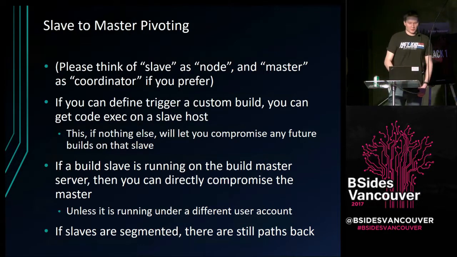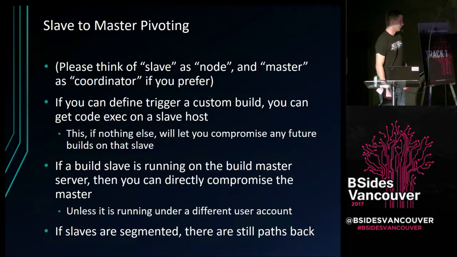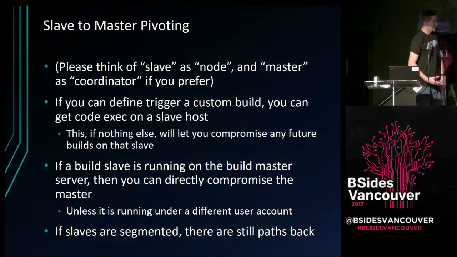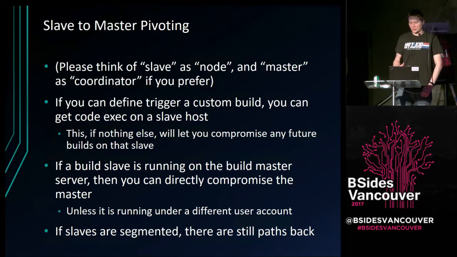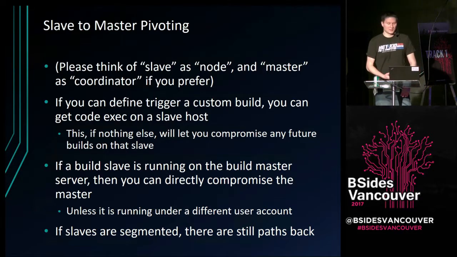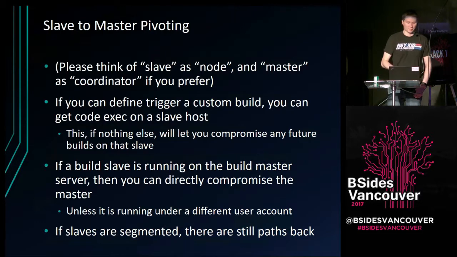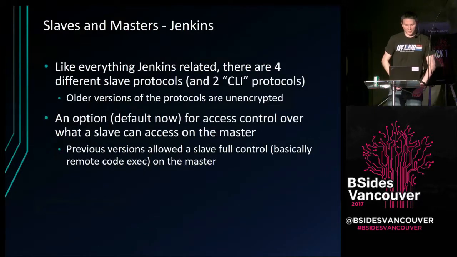In all the default configurations, you end up with a build slave running on the build master, and in the default configuration, that's running as the same user as the build master. So if a company has left this configuration in place, you can simply run code on the slave that's on the master and take over the master. If it's segmented, you're still going to need some paths back.